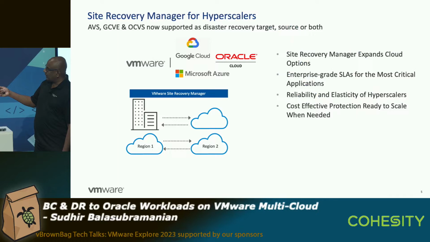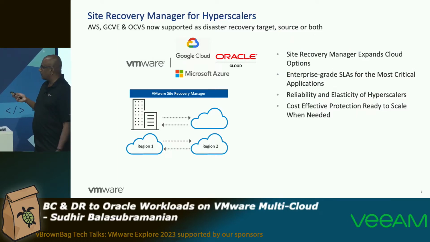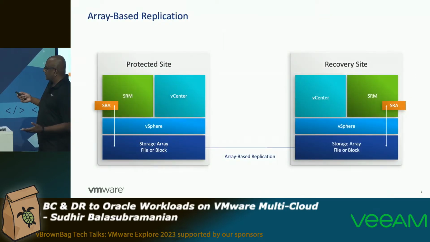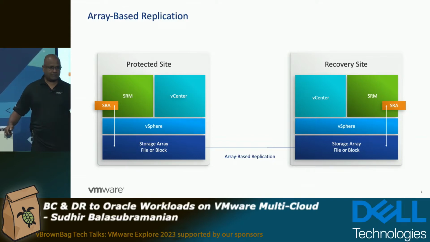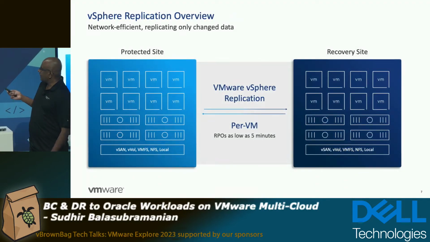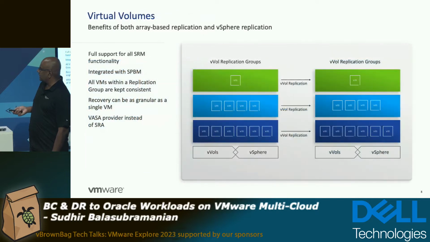Of course, we now have SRM for hyperscalers: GCVE, Oracle Cloud, Azure. So that's the better together story. For array-based replication, SRM does that as well. It just makes a call to the SRA, and the SRA does your replication, whether that's Hitachi or Pure or whatever. SRM just does the handoff, and that's it. vSphere replication, I'm going to move over these slides.